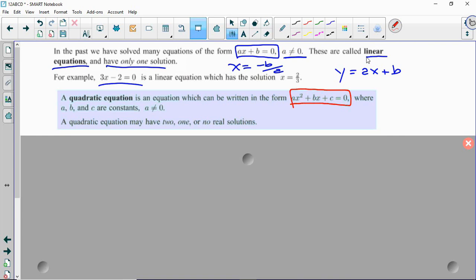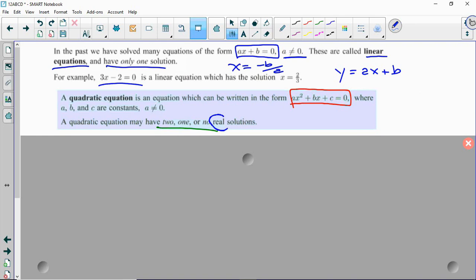And for this equation to be considered quadratic, this a term, which is now the coefficient of x squared, must not be 0, because if that were equal to 0, that first term would go away, and then we would be left with a linear equation rather than a quadratic equation. Okay, so we've got ax squared plus bx plus c equals 0, and a is not equal to 0 itself. Now, a quadratic equation could have 2, 1, or no real solutions.